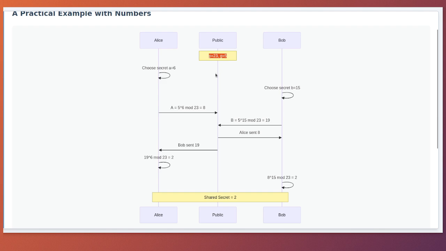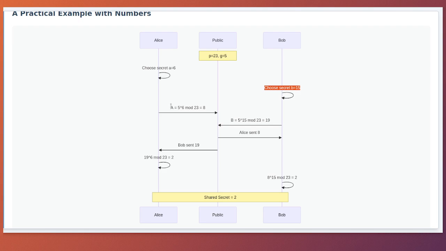Step 2. Each person generates their private key. Alice randomly picks a equals 6 as her secret. Bob randomly picks b equals 15 as his secret. These numbers are never shared with anyone. They are like the secret colors each person chose.